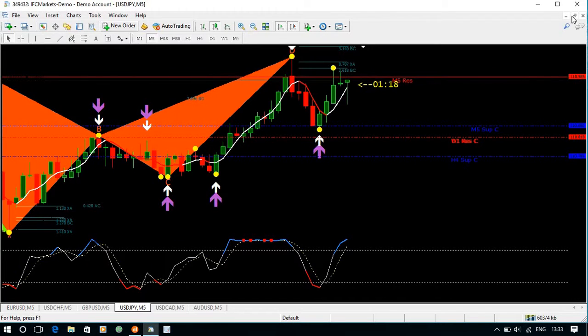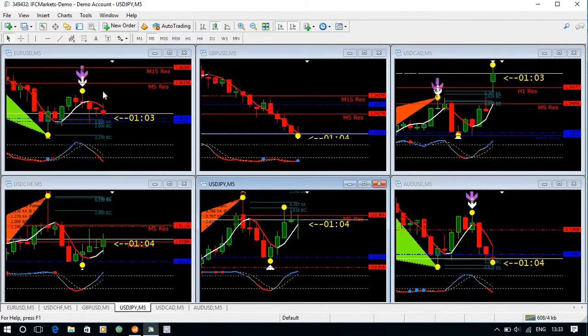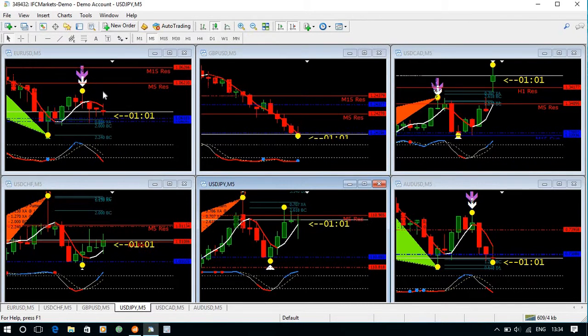JPY. We are coming up to a resistance here. We'll have to wait for a pattern to emerge as well. Maybe it's just quiet, it's just gone lunchtime and the market's just trying to kick off again with a strong buy or sell.